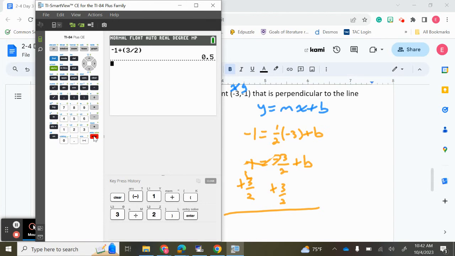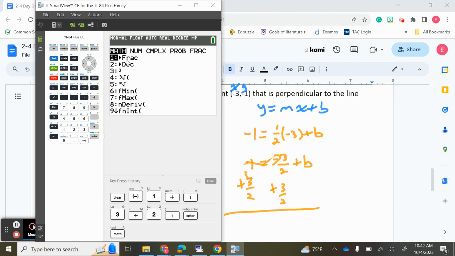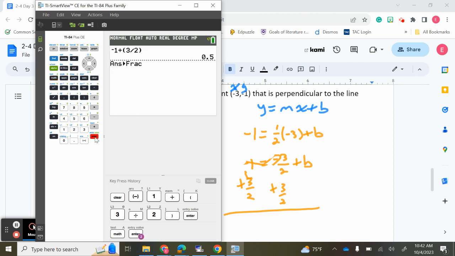Well, I got 0.5. We know that's 1/2 off the top of our head, right? But if we hit math, go to number 1, which is frac, it gives us the fraction form. Okay? You're going to need the fraction form, whether you like it or not. What if you don't use it? You could lose points on your test, and we don't want that. I'm not going to lie to you. Rule of thumb, if it starts in decimals, it can end in decimals. If it doesn't, use fractions. Okay?